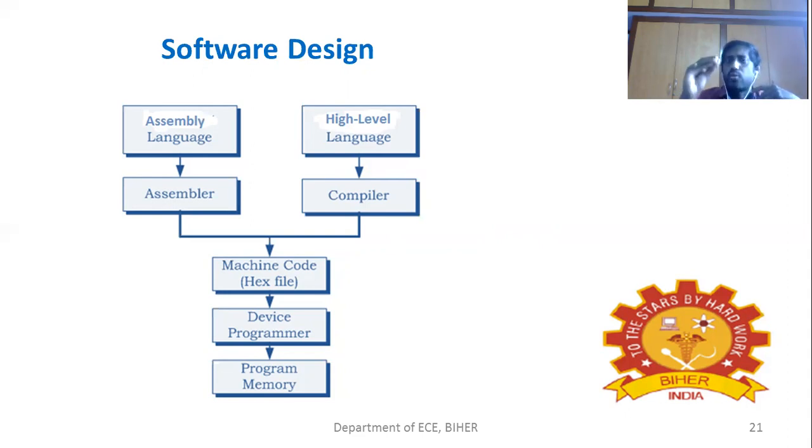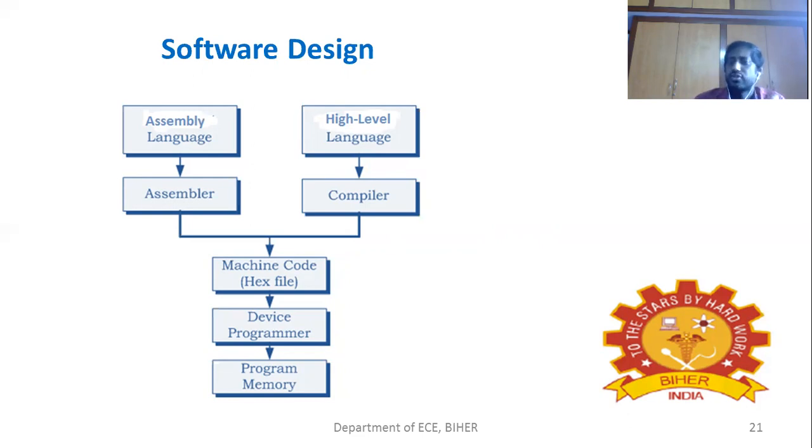So what are the things going on? First of all, you need to write the code for the particular application. We have two choices. The first one is assembly language, and the second one is high level language. The assembly language is an intermediate between a human language and machine language.